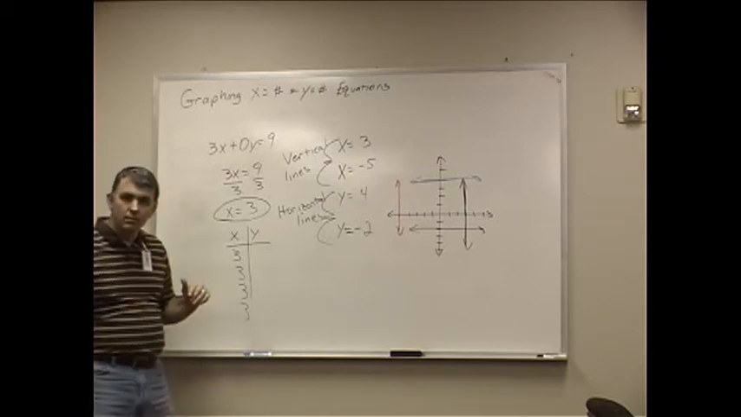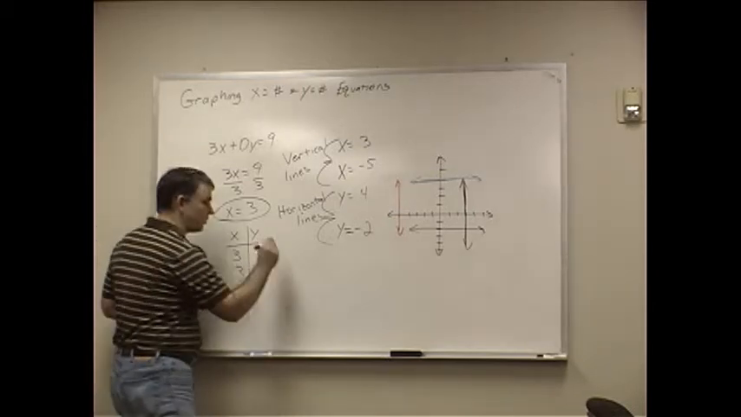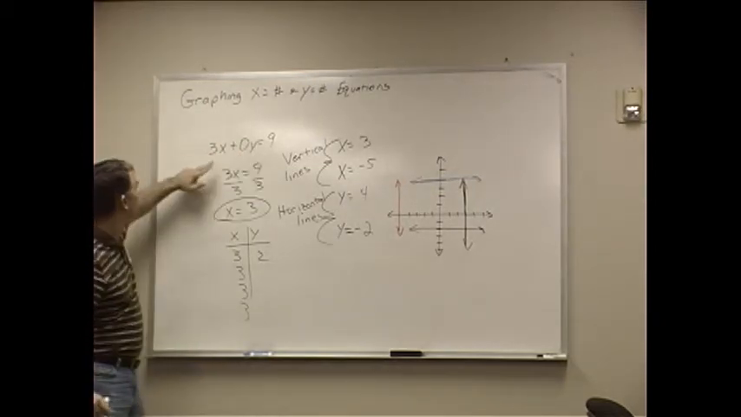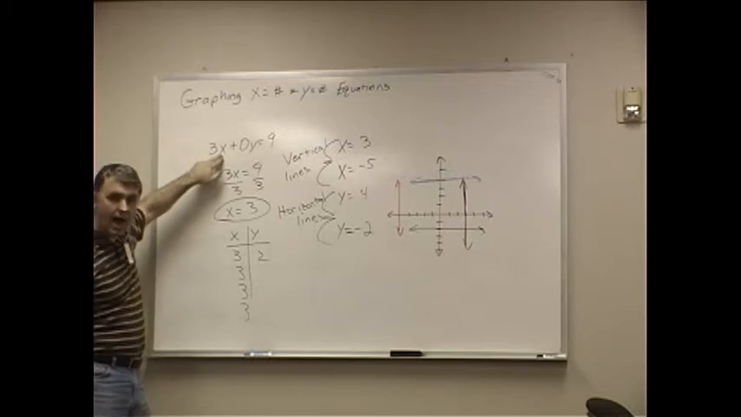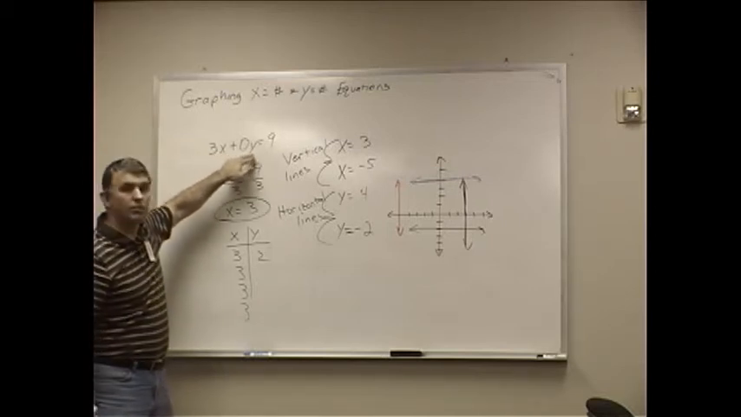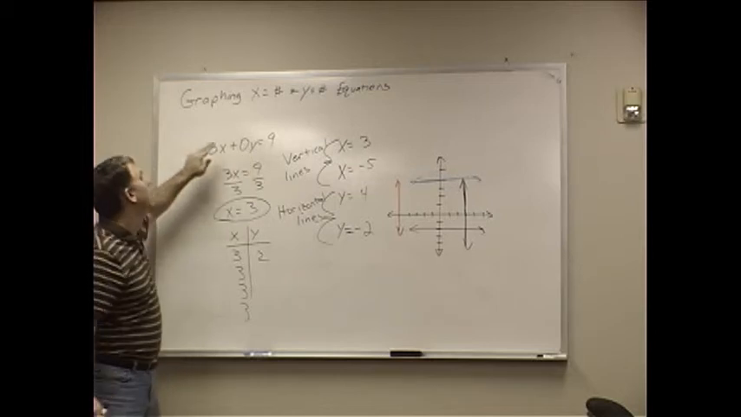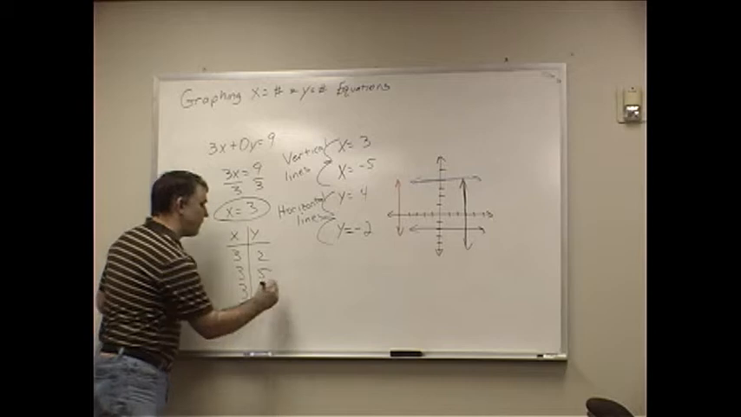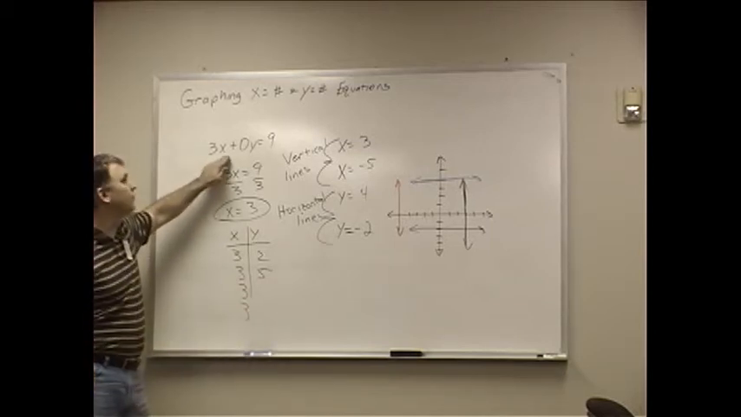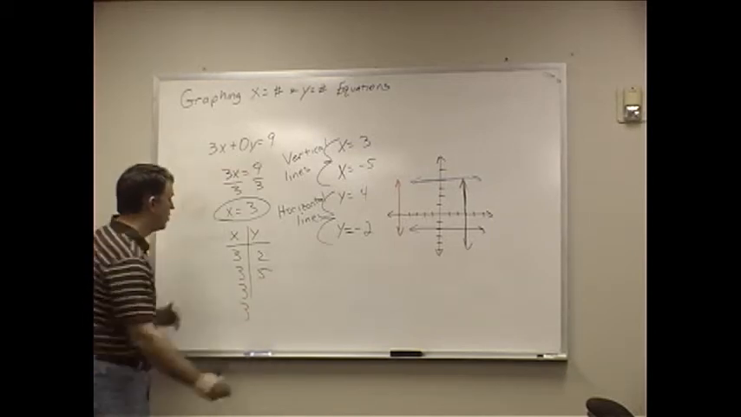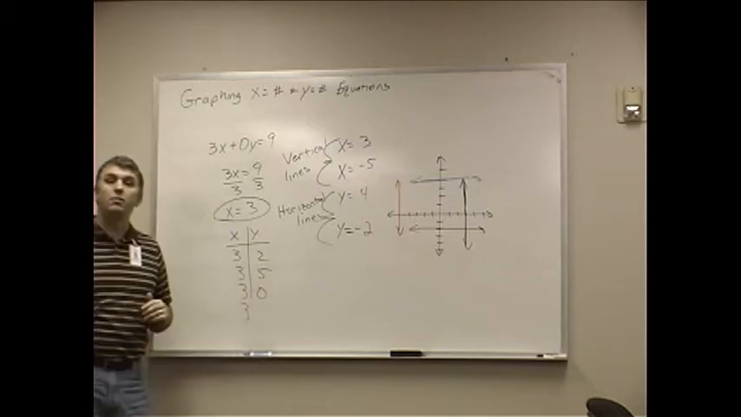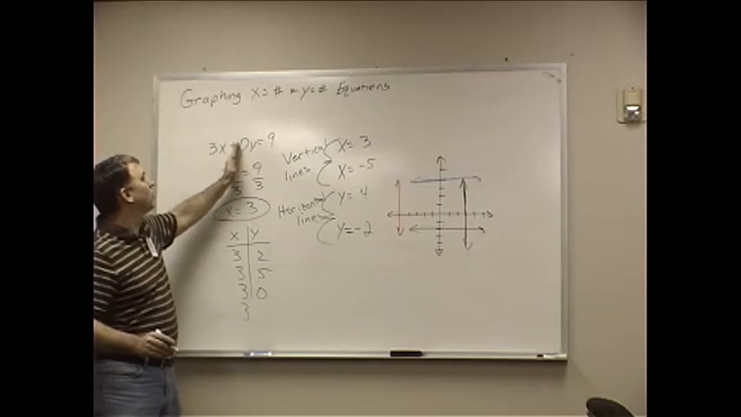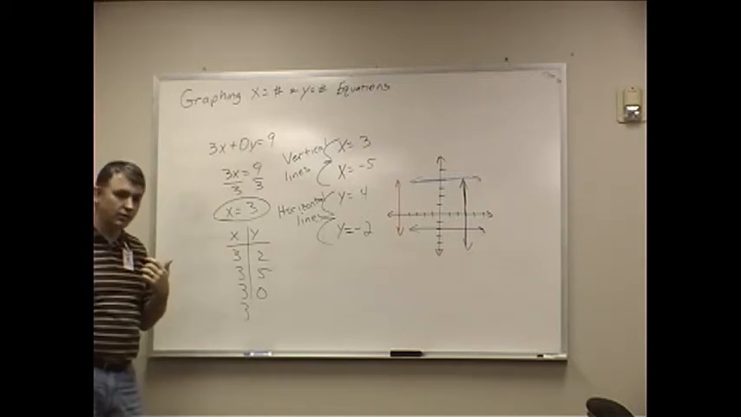What about y? Well, what if I just put, I'm just making up a number, 2. Let's go back to our original equation. 3 times 3 is 9, plus 0 times 2 is 0. 9 plus 0 is 9. That works. What about 5? 3 times 3 is 9, plus 0 times 5 is 0. What about 0? You can pick any number you want for y, because 0 times that number is 0.